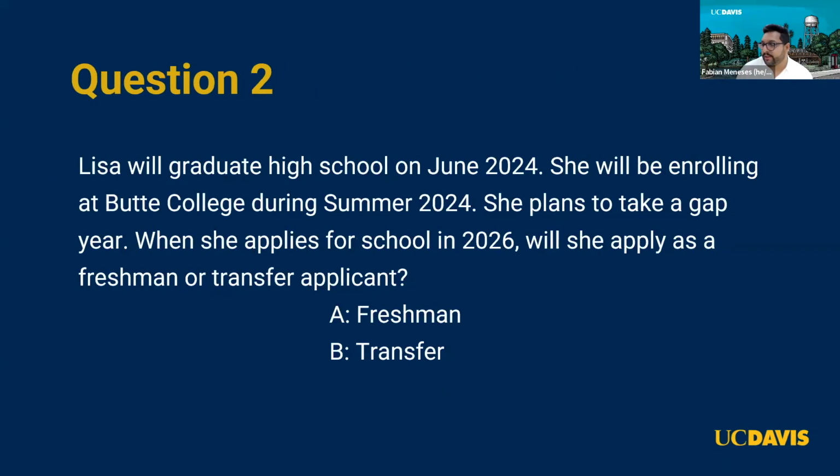So Amy, go ahead. For our second scenario, we have Lisa, who will graduate high school in June 2024. She will be enrolling at Butte College during summer 2024, and then she plans to take a gap year. When she applies for school in 2026, will she apply as a freshman or transfer applicant? Go ahead and input your thoughts in the chat again, and we will reveal the answer in a few seconds.